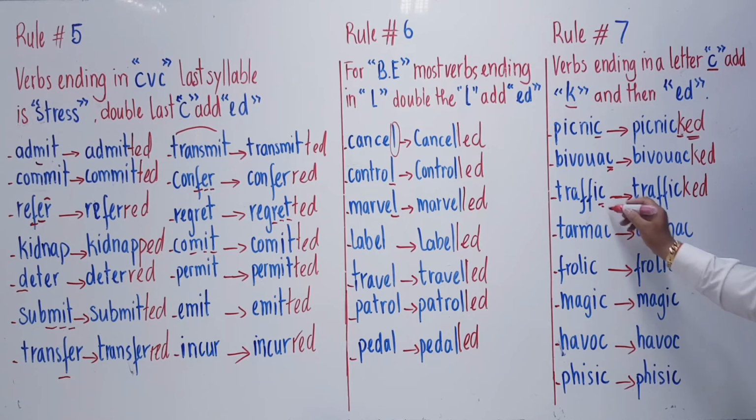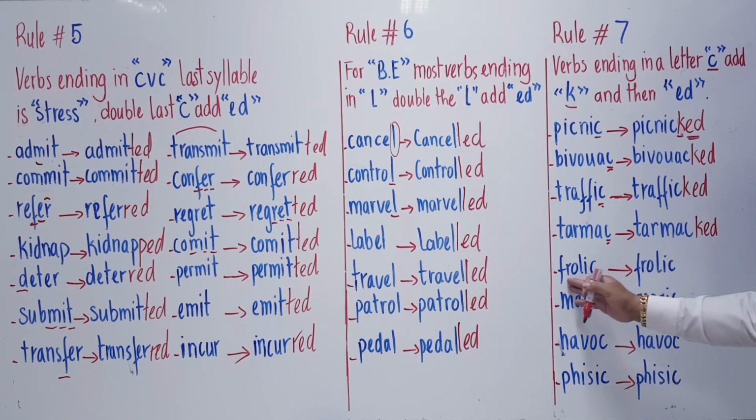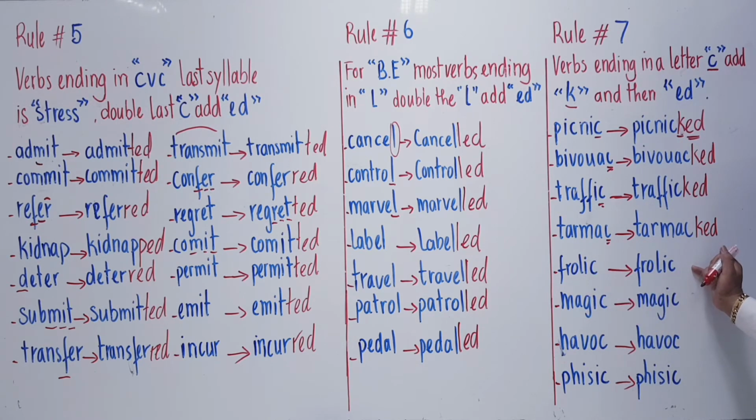Okay? Tarmac. C at the end. Tarmac. And then we go to the past participle. What do we have? K, ED. Frolic. Frolic. When we go to past participle, just remember C at the end. So what do we have? We have frolicked. Okay? Let's go to another example.